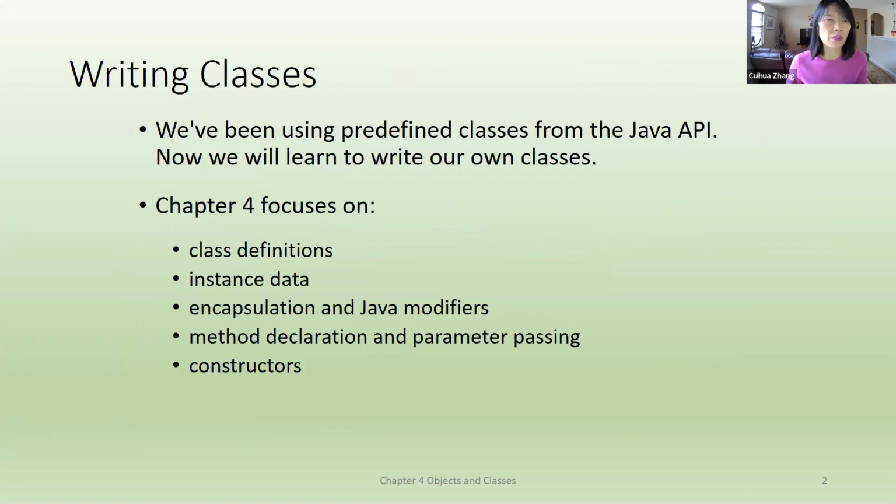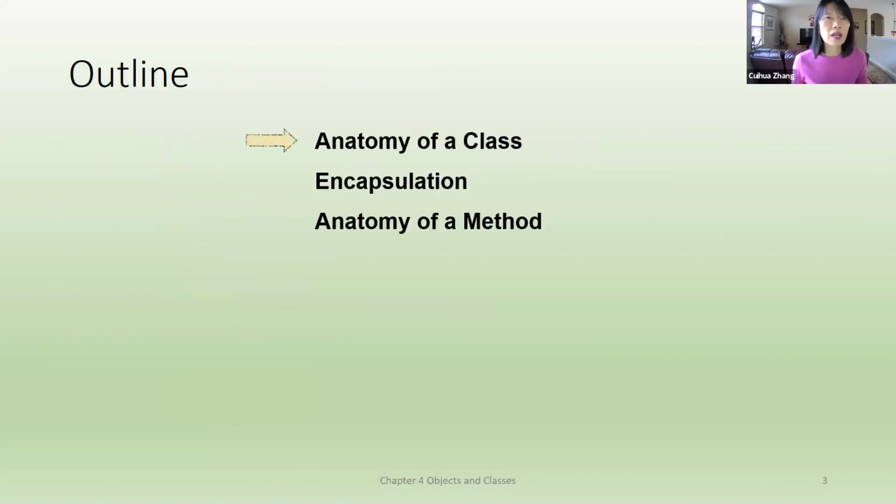So we discussed this. In this chapter, we are going to discuss class definitions, instance data, encapsulation and Java modifiers, etc. Okay, you can read that. So that's what we will discuss. Okay, so we will talk about the anatomy of a class. What is a class composed of?